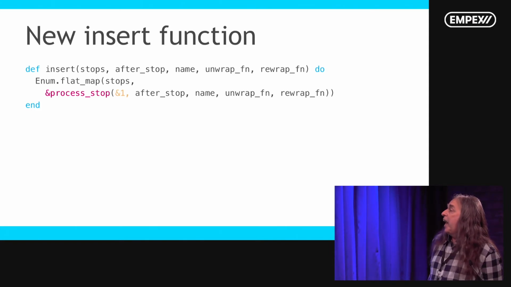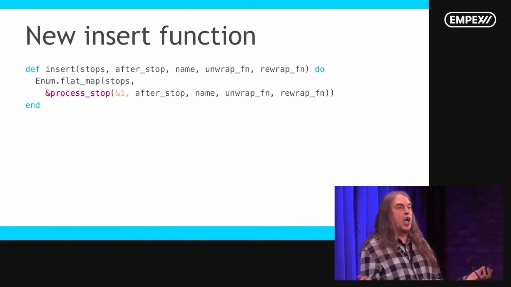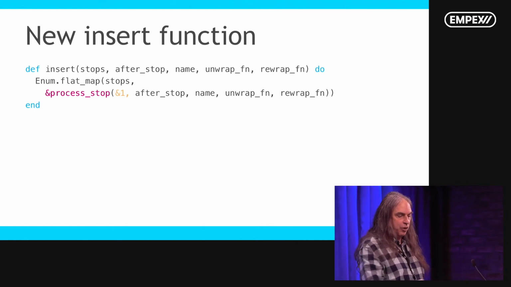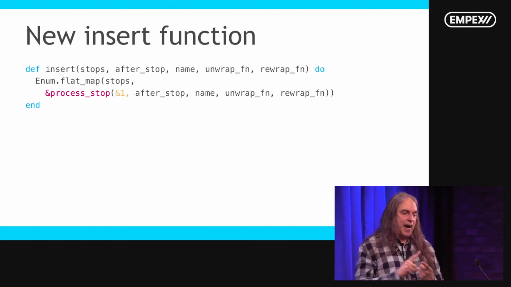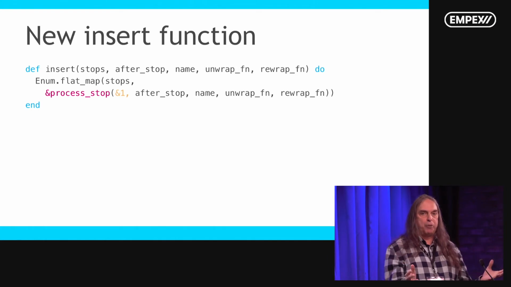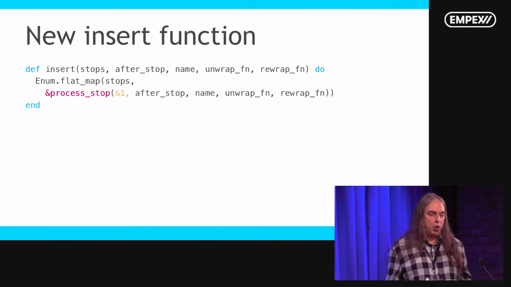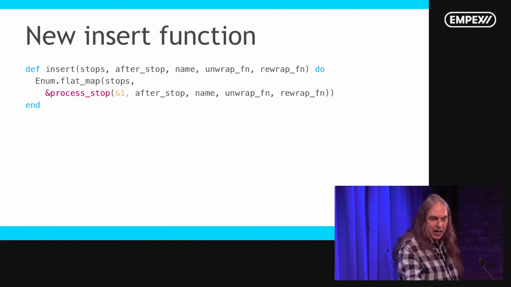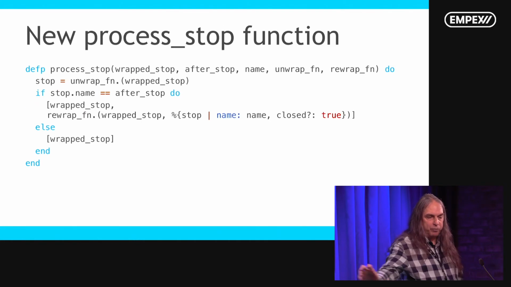It looks a lot like the last one. We still pass in that list of stops, the place we want to insert it at, name of the new stop, but we've added 2 functions. One function that unwraps, one function that rewraps, and then we call flat map just like before, but the process stop again takes those 2 additional parameters, unwrap and rewrap. And we end up with something that looks like this.